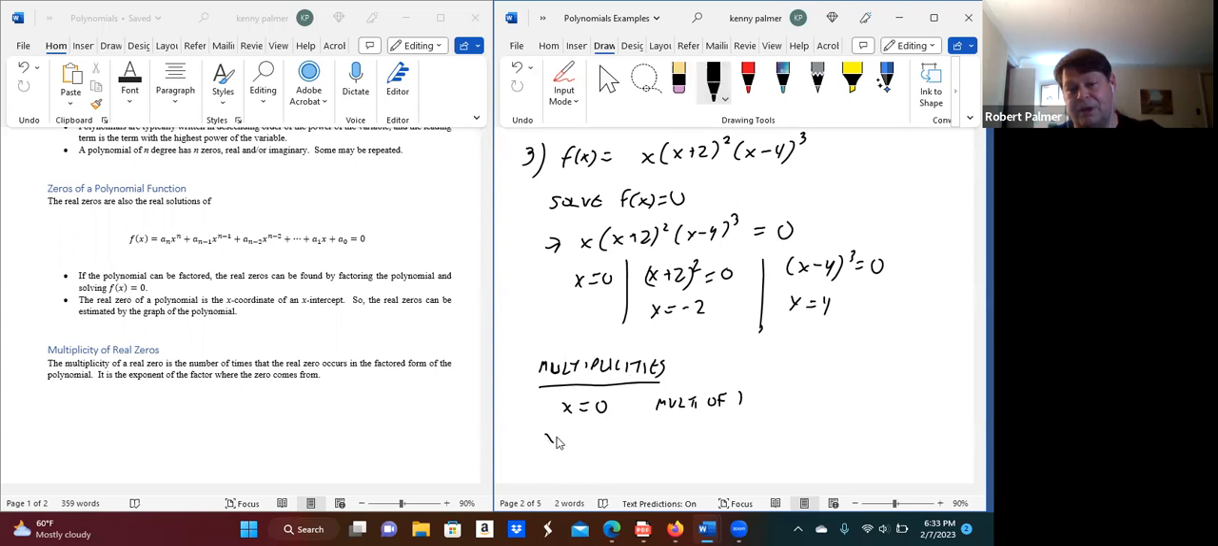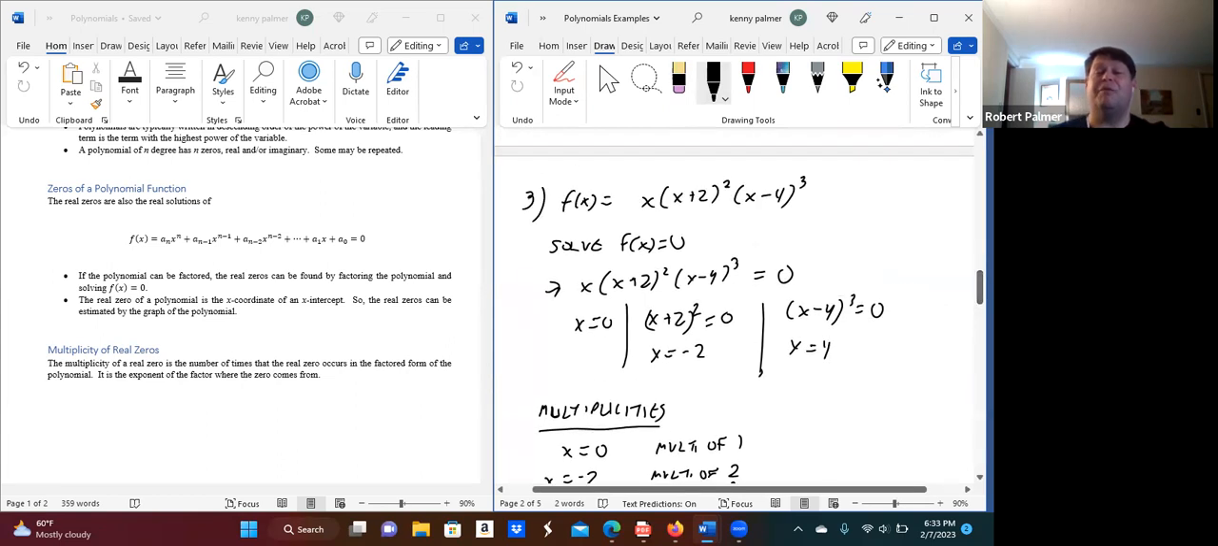Okay, so x equals negative 2 has a multiplicity of 2, since that was the power of the factor it came from. And then, as you can probably guess, x equals 4 has a multiplicity of 3, since the factor it came from was through the third power. And that's the idea of multiplicity.